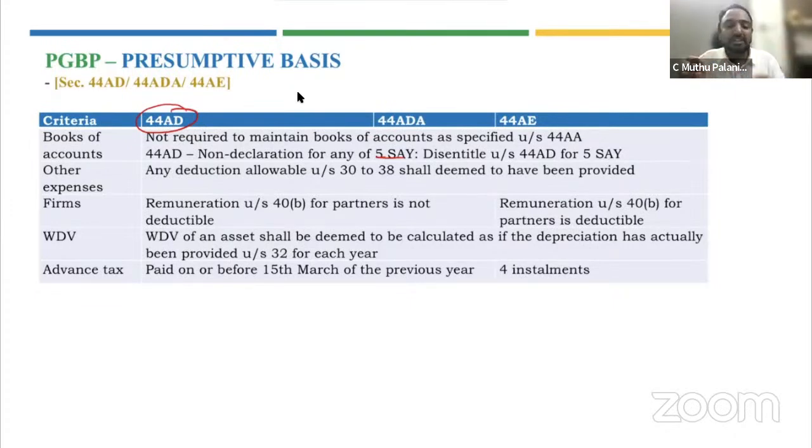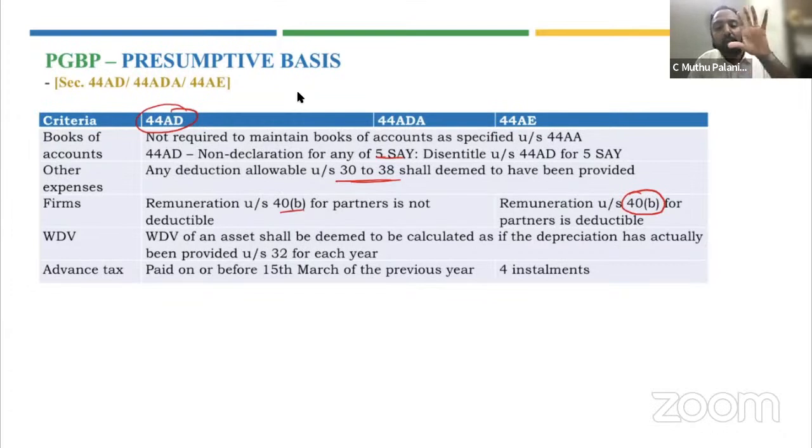And when you are claiming this provision, it is assumed that all the allowances are already provided. Sections 30 to 37, we said, are admissible deductions. All of these are assumed to be already provided. Even partnership remuneration under 40B is supposed to be already provided, no separate thing. For 44AE alone, I will provide partnership remuneration. For AD and ADA, nothing. Everything is included within that 8%, 6%, 50%.